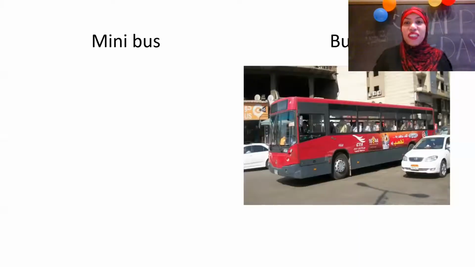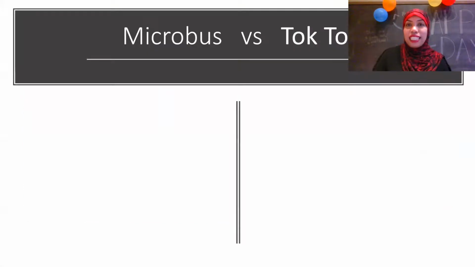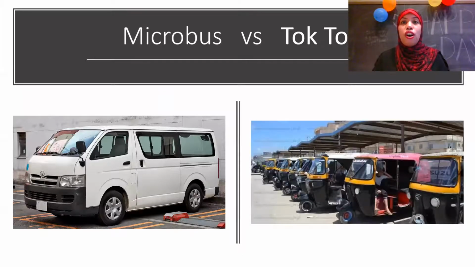All right, so this one, that's the minibus. Oh, I'm sorry, the one on the right, the one that you can see right now, that's the bus. But we do have minibuses, and that's the minibus. So it's a little bit smaller in size. However, we have something else that's called a microbus. And then we've got the tuk-tuk or the rickshaw. So now we've got the bus, the minibus, the microbus, and the tuk-tuk.